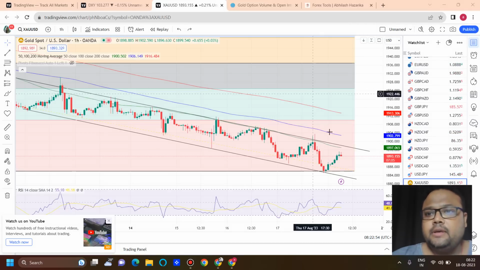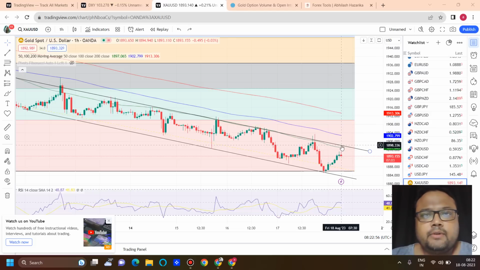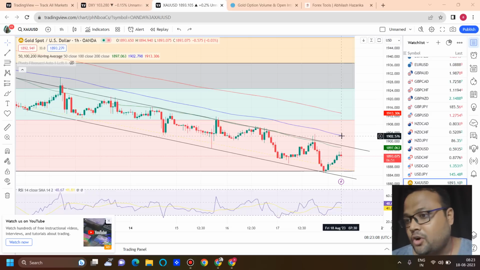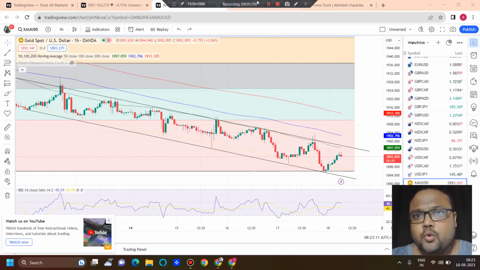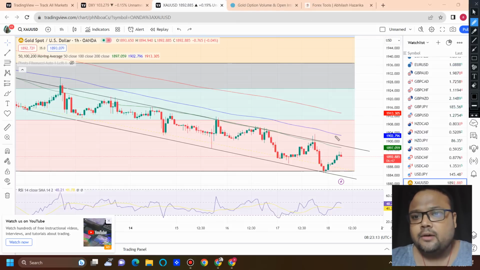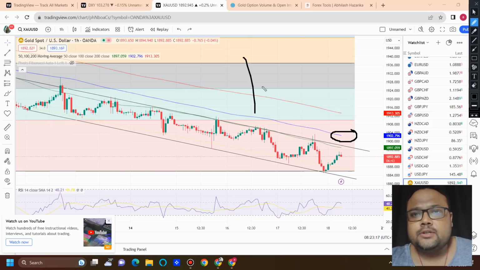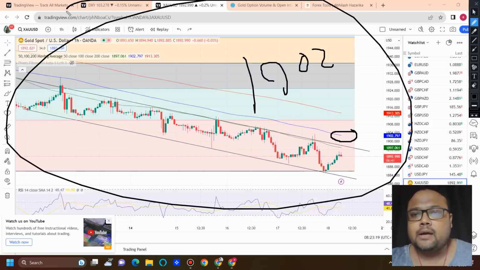If the market reverses from the 50 moving average around the 1900 level, we can look for a sell. Or if you see the market going up and standing at the 50 moving average with a big green candle, then obviously you need to use your common sense and wait for the right moment. Then observe the market around the 100 moving average, around 1902.